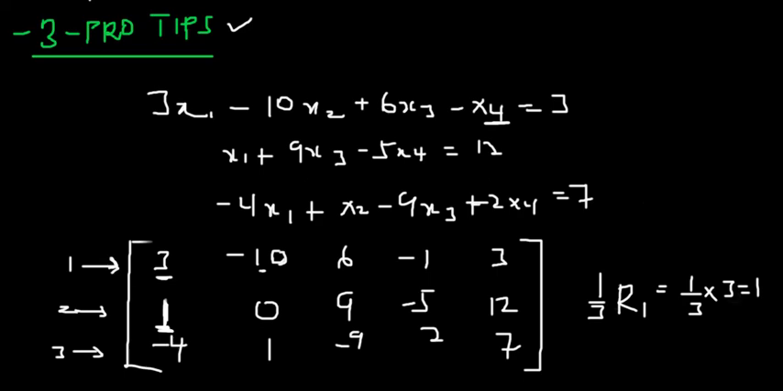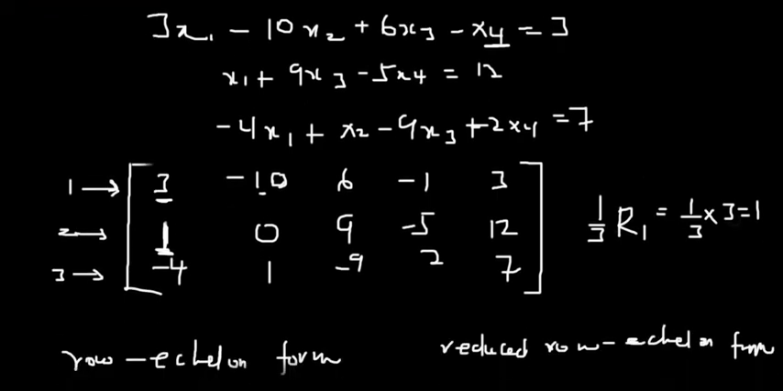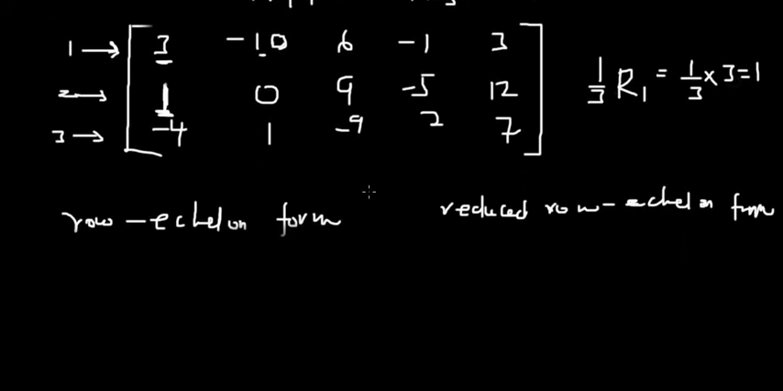Now let's move on to row echelon and then reduced row echelon form. So this is how we write the row echelon method. For the row echelon method, any value below the leading one has to be 0. But for reduced row echelon form, any value below or above the leading one has to be 0.